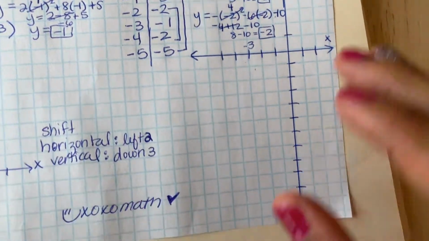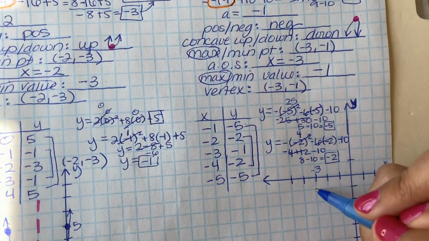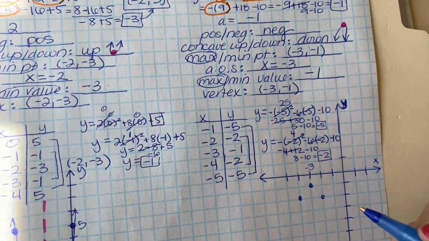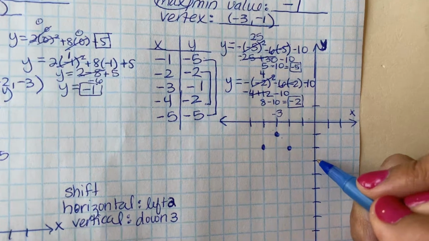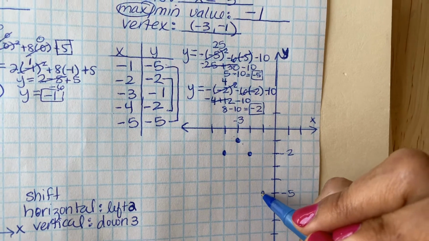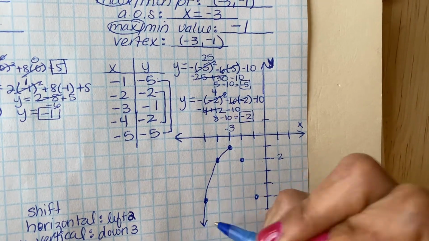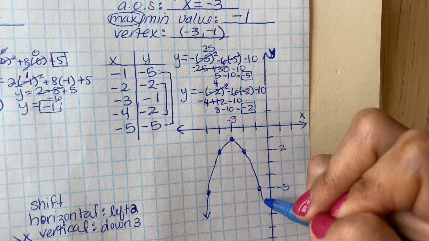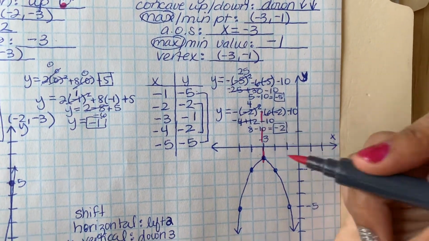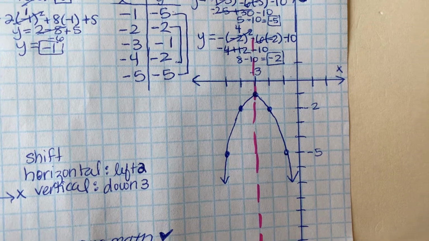Okay, so now let's plot these points. I need space. All right, (-3, -1), (-4, -2), (-2, -2), and the -5. Okay, so here is my parabola. My axis of symmetry, we're just going to cut right through it, is right here. Dash vertical line, right? And there it is. That is all.